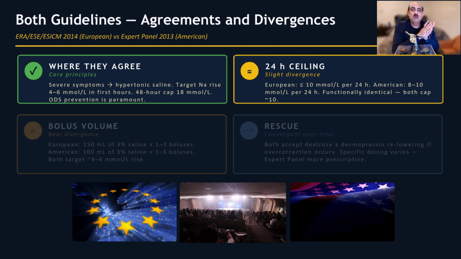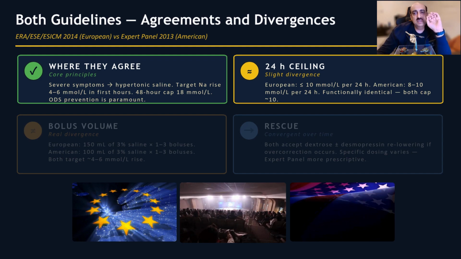They agree on the core principles, which are that severe hyponatremia always triggers the use of hypertonic saline. Number 2, the target rise of initial 4 to 6, remember the mnemonic that I mentioned, 4 to 6 millimoles per liter correction in the first hours, which is between 1 and 4 hours. And the 48-hour cap of 18 millimole correction in 2 days, that is standard. And osmotic demyelination syndrome prevention is of paramount safety concern.